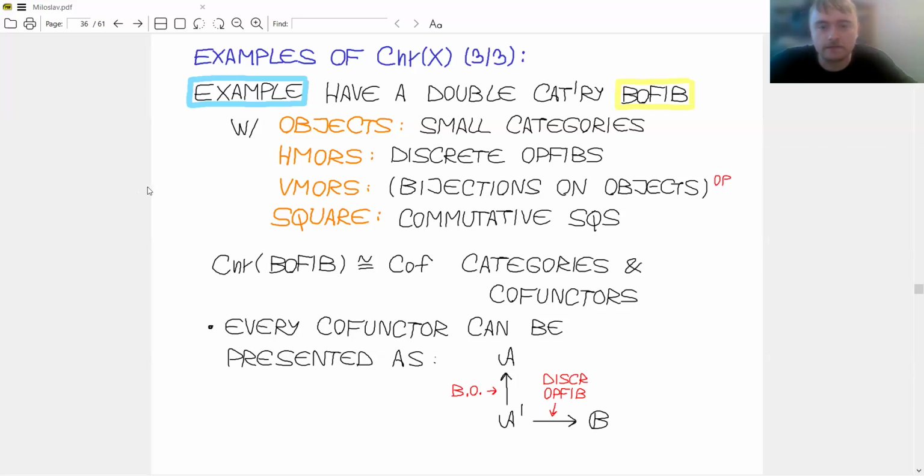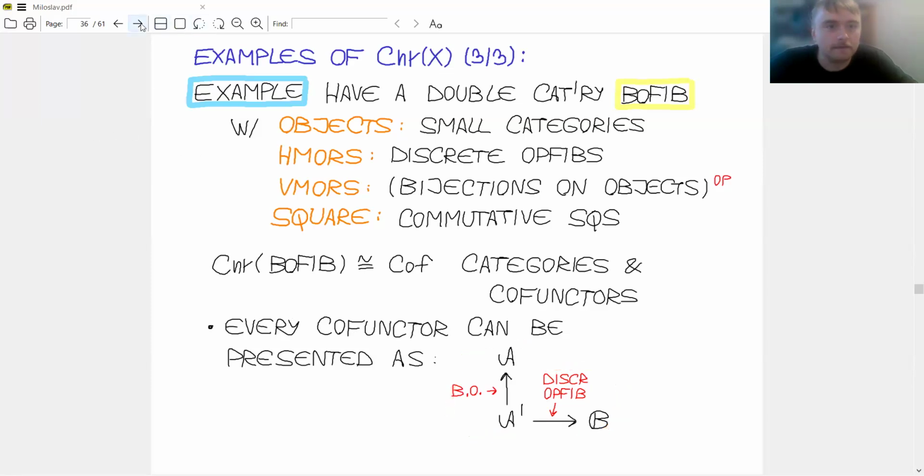And the squares are commutative squares. And actually, it turns out in this case, every such commutative square is a pullback square. So you can proceed with the corners construction, and you can see that in this case, you obtain the category of small categories and cofunctors. And this is because every cofunctor can be presented as a span like this.